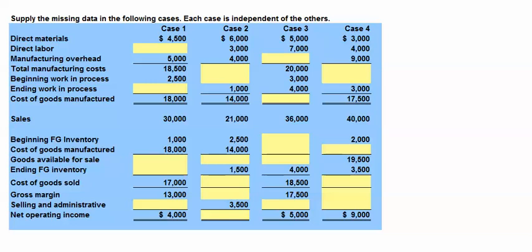Supply the missing data in the following cases. Each case is independent of the others. Let's begin with case 1. The first thing we'll solve for is direct labor.